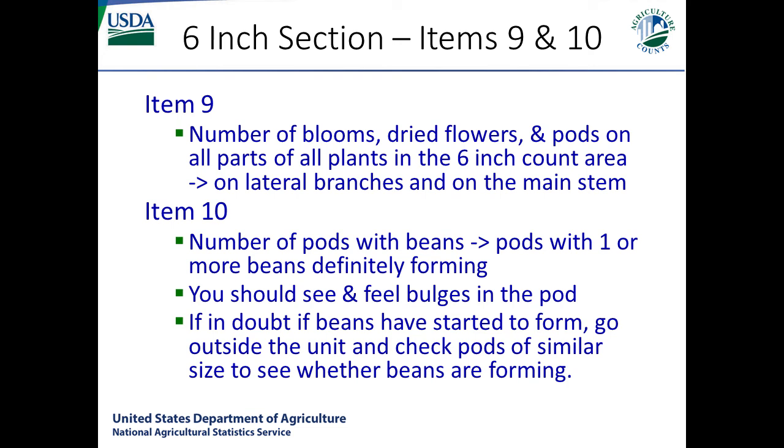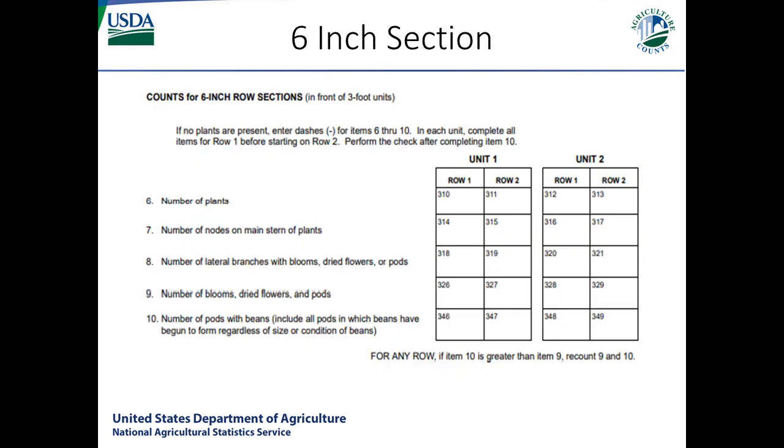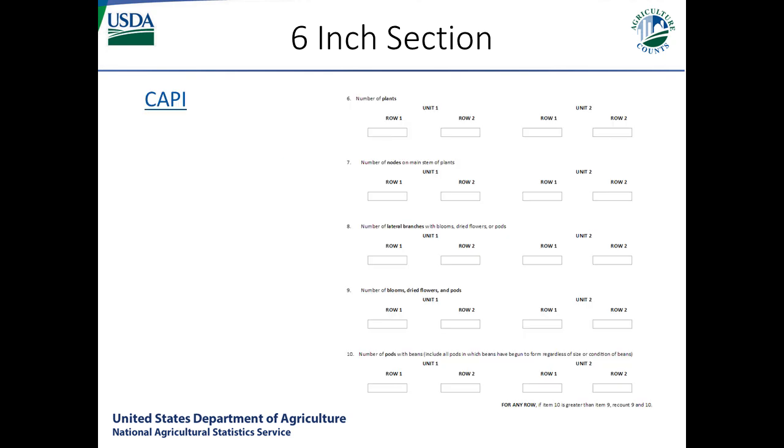The same can be done for item 10. Please take a close look at items 9 and 10. See how it makes sense that the count in item 10 absolutely must be less than or equal to the count for item 9? If the number you enter in line 10 is greater than the number you enter in line 9, you will be asked about it. After completing items 6 through 10, please review your entries for accuracy. This is how items 6 through 10 look in CAPI.